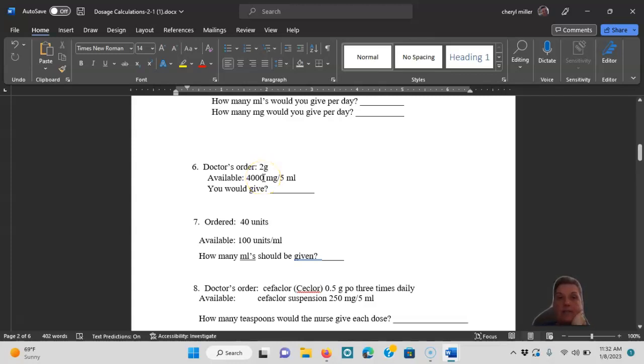desired over half. So isn't it 2.5 milliliters? 2,000, so if I want half of this, I have to do half of this. 2.5 milliliters.